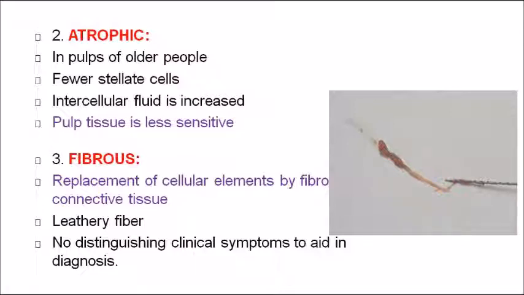Third one is fibrous degeneration. The replacement of the cellular elements by fibrous connective tissue takes place. As I have explained in the previous slide, where I have shown you the zones of pulp, there will be cell free and cell rich zones, right? So these cells will be gone, that is, cellular contents are replaced by fibrous connective tissue elements, that is, fibrous growth increases. Fibers increase there, so it becomes a leathery consistency of the pulp tissue, as you can see in the picture. There is no distinguishing clinical symptom to aid in the diagnosis. So those are the three types of degeneration: calcific degeneration, atrophic degeneration and fibrous degeneration.